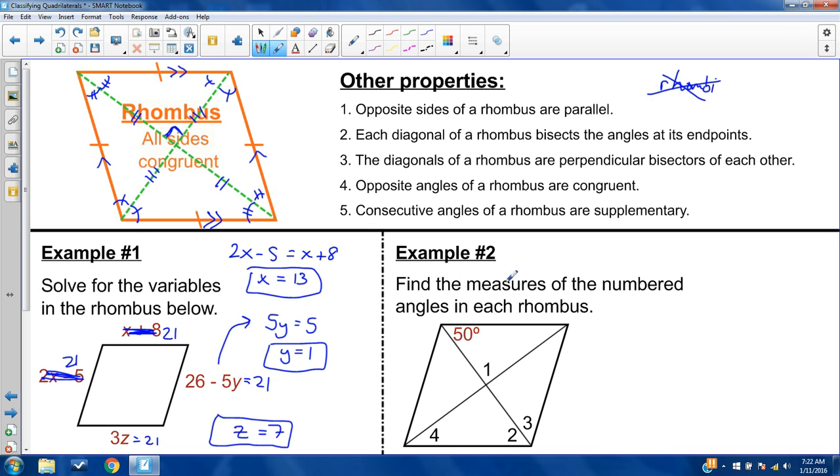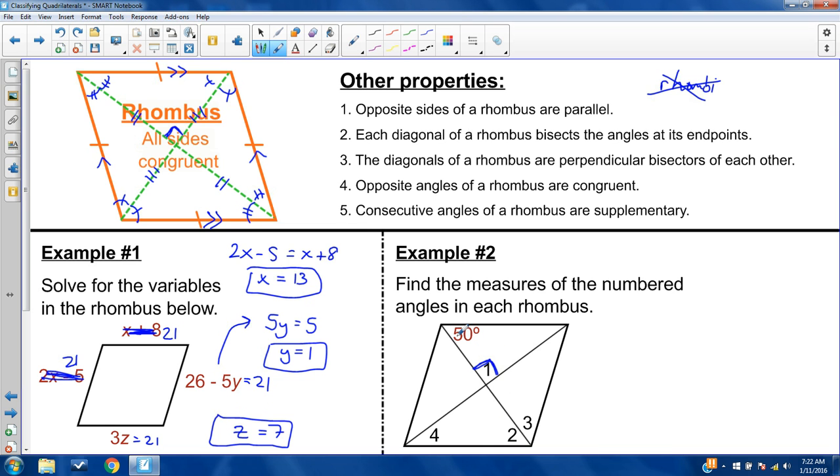Okay, find the measures of the numbered angles in each rhombus. Okay, so this is kind of interesting here. We have some work to do. You're trying to think, where do we start? Well, I can start with 1. I know this is a right angle, 90 degrees. Straight up, I'm already good to go.